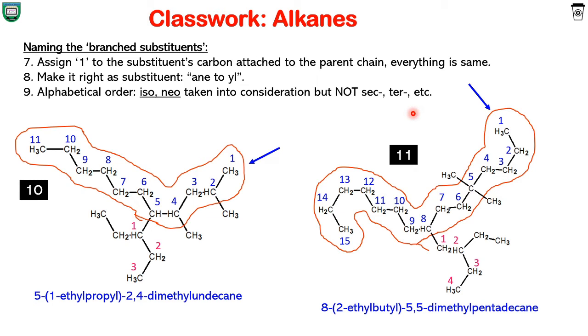Okay, so in this slide we are going to name the branched substituents. That is, this is a molecule, right? This molecule has a branch. These are called branches. So if this branch is complex, we have to name this one also. Assign first number to the substituent's carbon attached to the parent chain. So in this substituent, this carbon is directly attached to the parent chain. So this carbon gets first number, then second, then third, or you can do 1, 2, 3. Both are same.